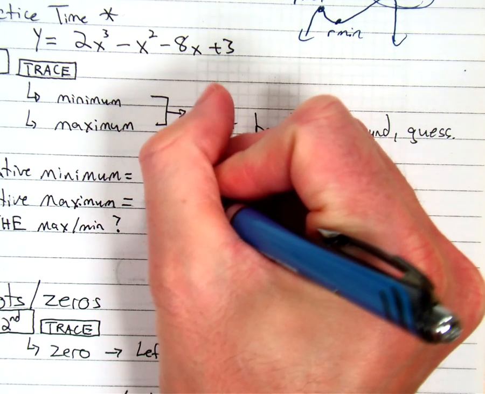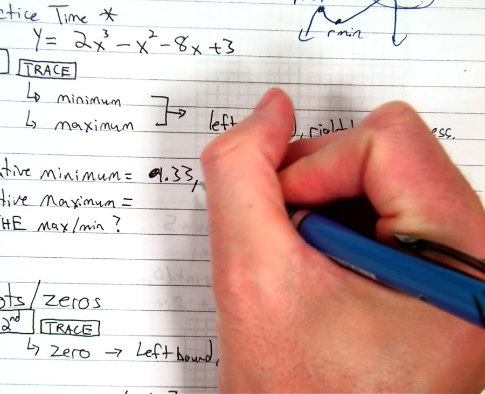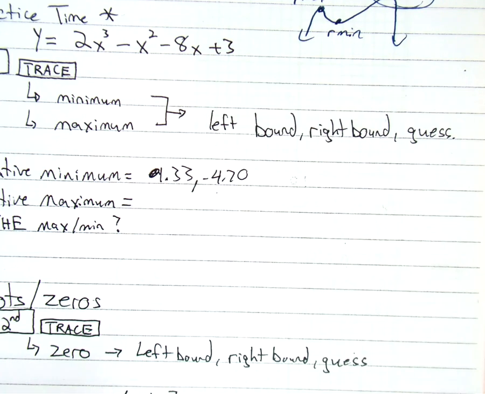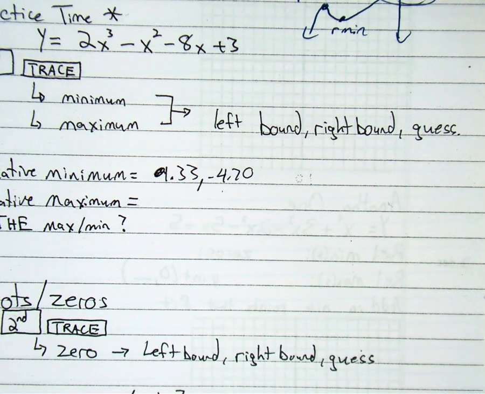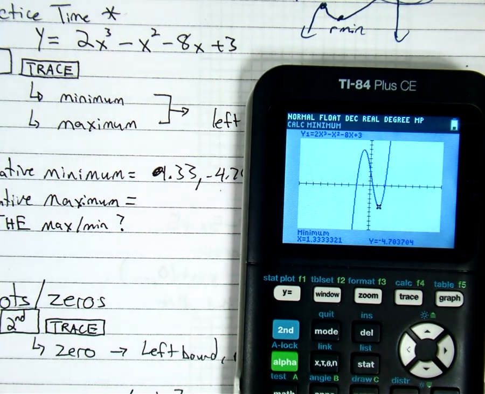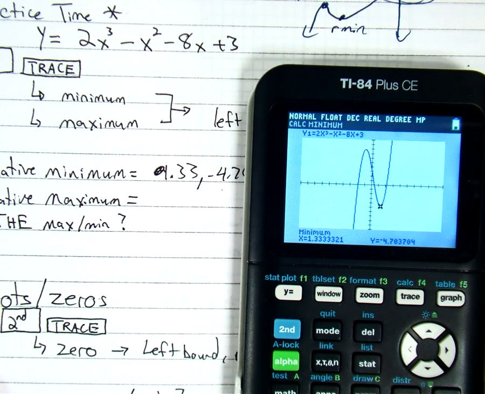Positive 1.33, comma, negative 4.70. Okay? That's our minimum. It's possible to have more than one, but we only have one low point on this graph.